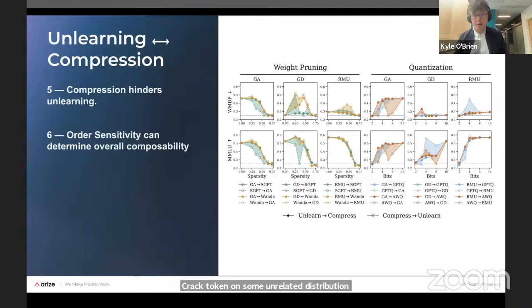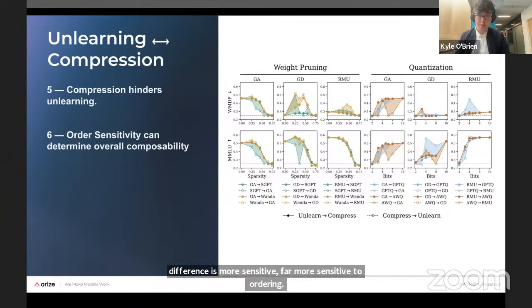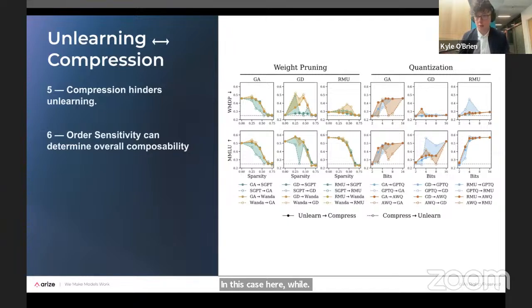What we generally find for unlearning is that RMU and gradient difference have similar unlearning success, but gradient difference is far more sensitive to ordering than RMU. So this suggests that in this case, while they both are equally good unlearners, largely, RMU modifies the model in a way such that its unlearning is more robust to additional interventions being applied.